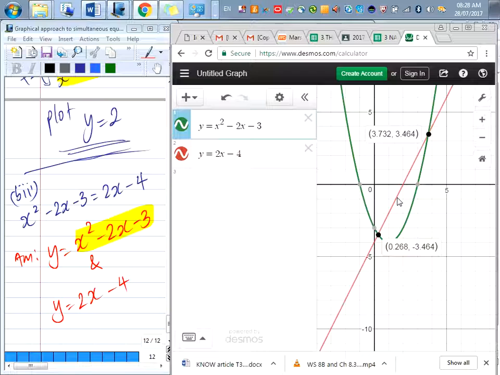Okay, final one is example 10. Okay, anyway, let's do Try It 9.